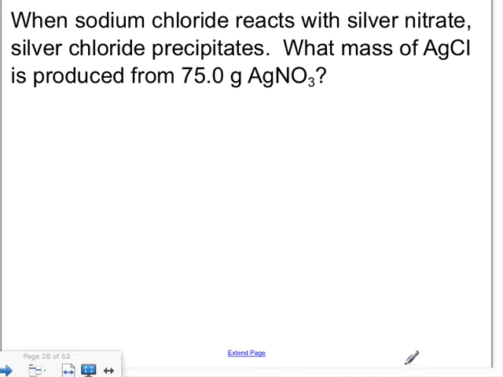Okay, so I'm being really mean, not giving you a chemical equation here. When sodium chloride reacts with silver nitrate, silver chloride precipitates. What mass of AgCl is produced from 75 grams of AgNO3? So the first step is we've got to figure out what this chemical reaction looks like. Sodium chloride reacts with silver nitrate. All right, sodium chloride, that's NaCl.